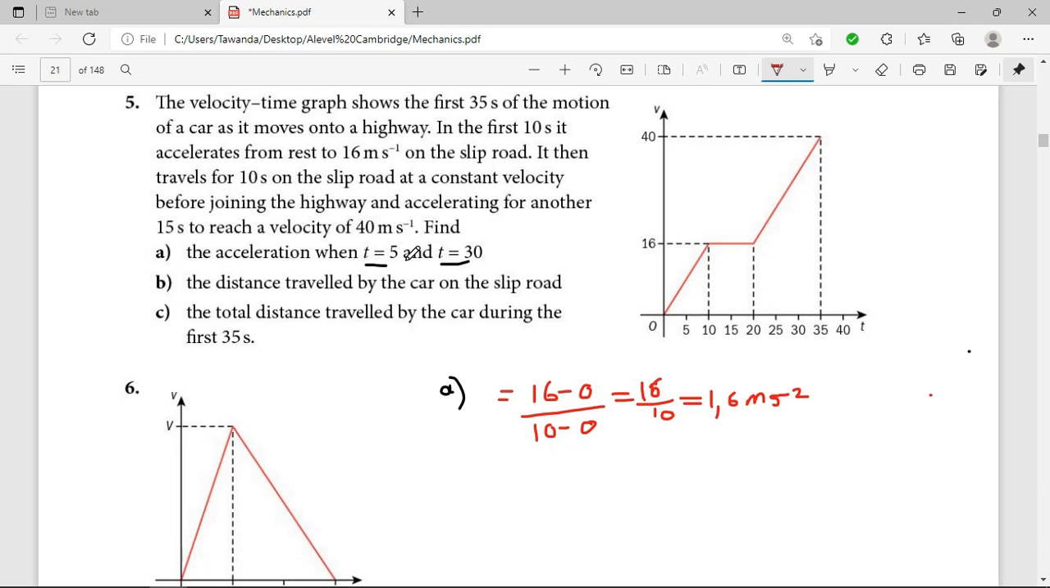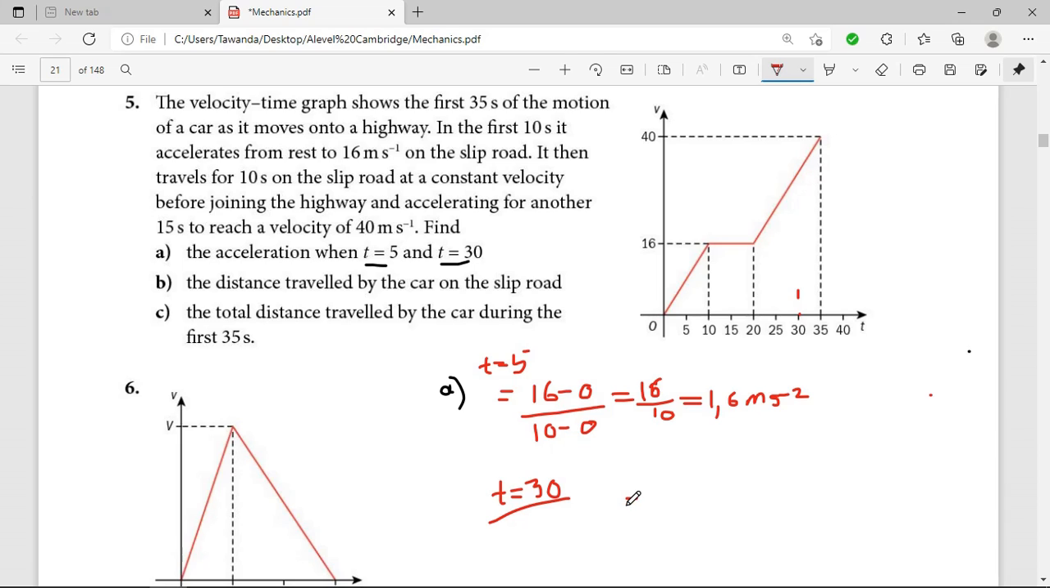So during the first 5 seconds, the acceleration is the gradient of this one. Then at t equals 30, as you can see here, we are going to use the third line, the acceleration of this one. So this one is at t equals 5, and this one is at t equals 30. At t equals 30 here, we are going to look at the gradient of this line.